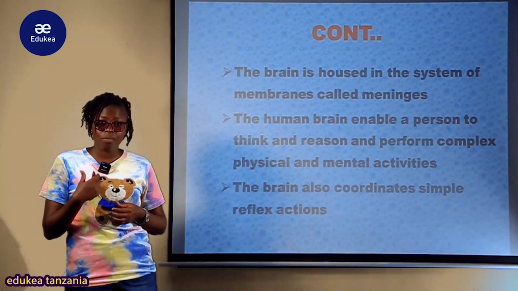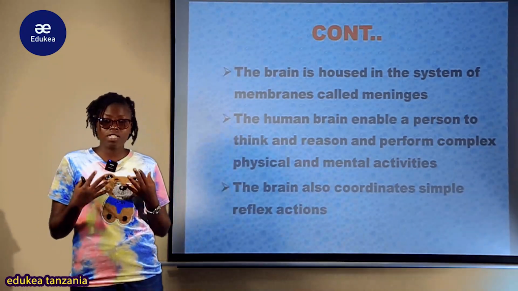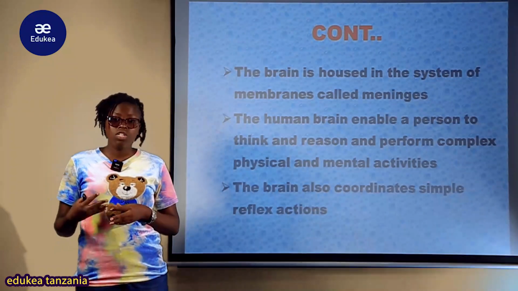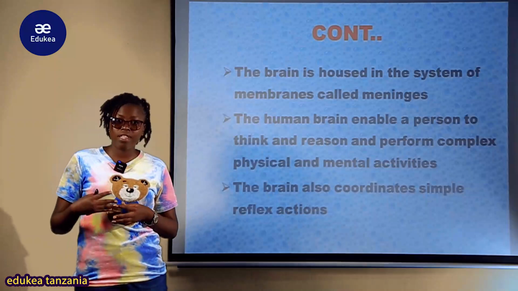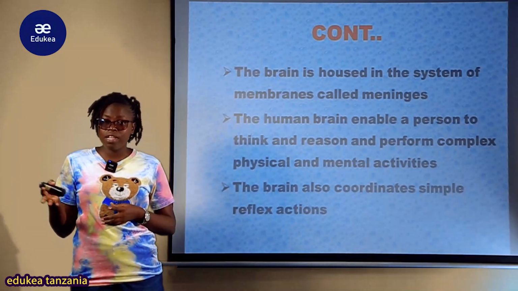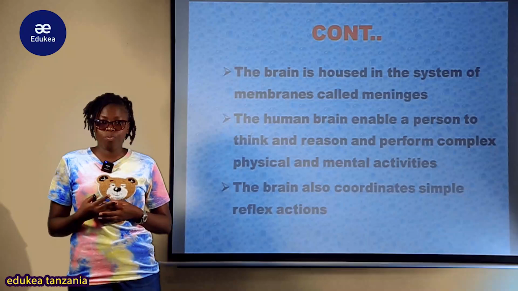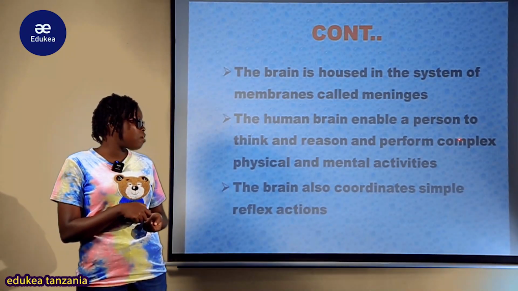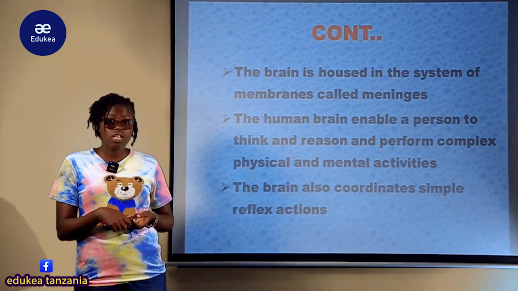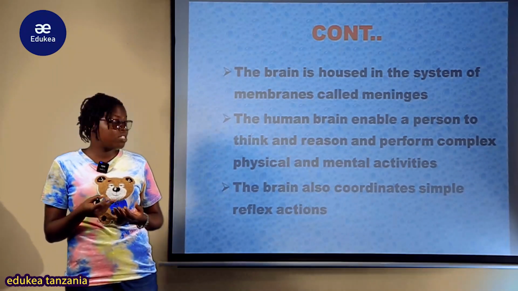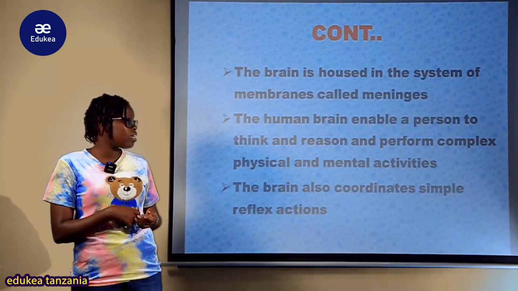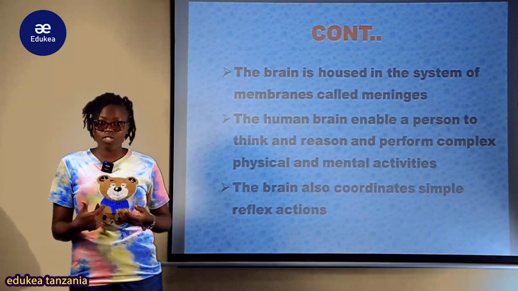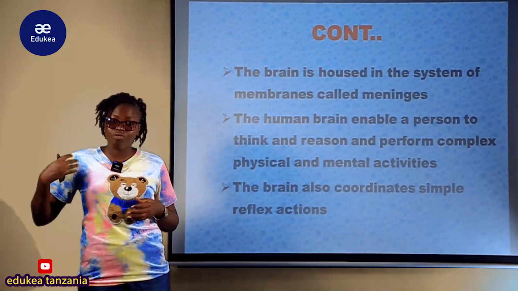So meninges is where the brain has been housed or kept, so as to ensure that it performs in different bodily activity for a particular animal, so as to ensure that the coordination of different bodily organs function in an appropriate way. The human brain enables a person to think and reason and perform complex physical and mental activity. So the brain is the only organ which is useful in thinking, in reasoning, and also in performing complex physical and mental activity. You can't perform any activity without involving your brain.